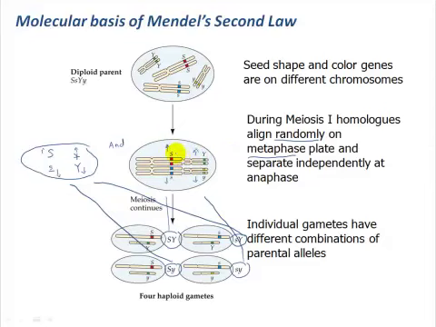There's nothing that says dominant allele has to go the same way as recessive allele. They're equally likely to go opposite directions in that first meiotic division, which is going to give us different gamete types. So we get 4 potential types of haploid gametes, and that's what gave us our classic 9:3:3:1 phenotype ratio in our progeny.